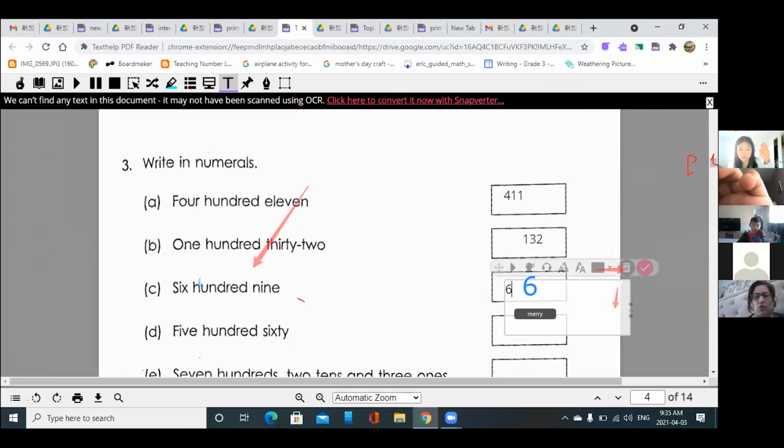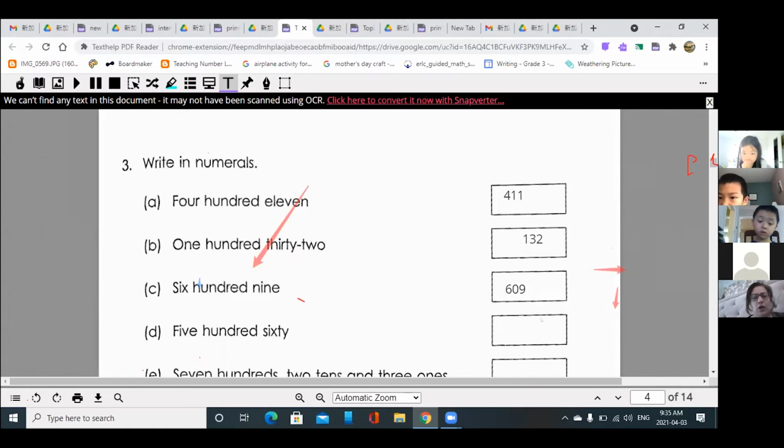So Mary, don't write on that yet. So if we don't have any tens, you know what we got to put there, Andrew? We got to put a 0 because that means there's no 10. 9. That's right. You got it. 609 looks just like that. 6, 0, and 9.